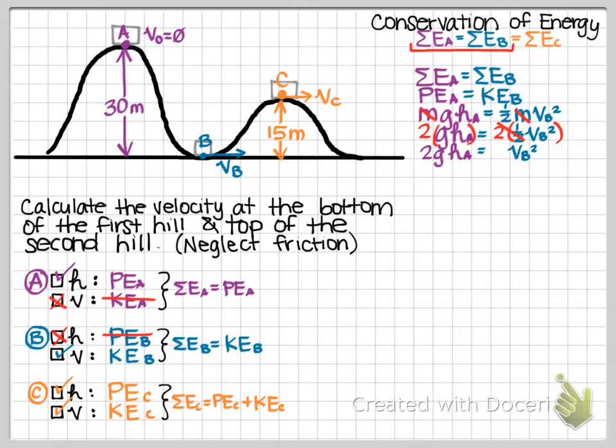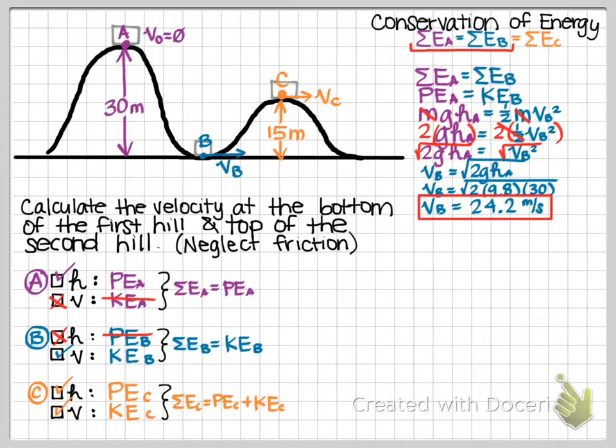One step left to solve. It's v_B squared. To undo that, you have to take the square root. Of course, you do that to both sides. And now you've got the velocity at B equals the square root of 2 times the gravity times the height at A. We can plug in our numbers. We know gravity is 9.8 meters per second squared, and the height at A is 30 meters. So 2 times 9.8 meters per second squared times the 30 meters at A, square root of all of that, and you get 24.2 meters per second.